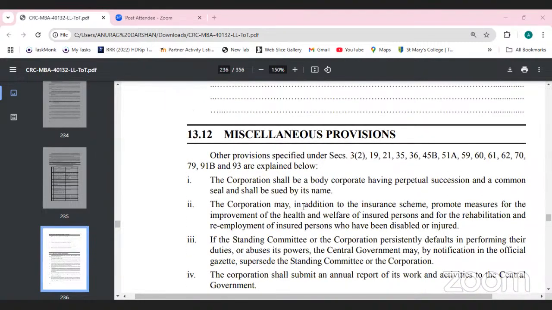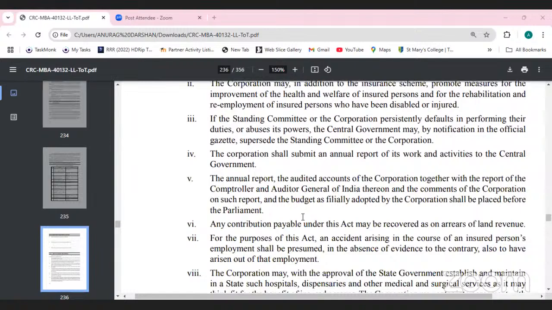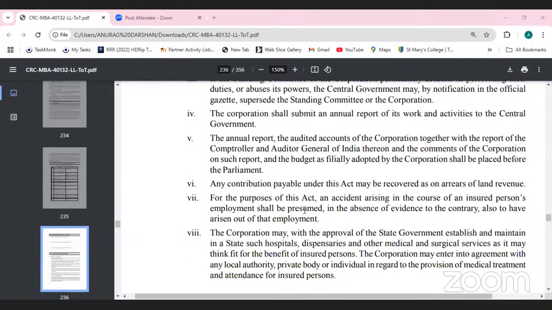So the miscellaneous provisions say that the corporation shall be a body corporate. The corporation, in addition to the insurance scheme, also promotes measures for the improvement of the health and welfare of the insured persons. If the standing committee of the corporation persistently defaults in performing its duties or abuses its power, the central government, by notification in the official gazette, may supersede the standing committee. The corporation shall submit an annual report, and the annual report and the audited accounts of the corporation together with the report of the comptroller and auditor general of India.